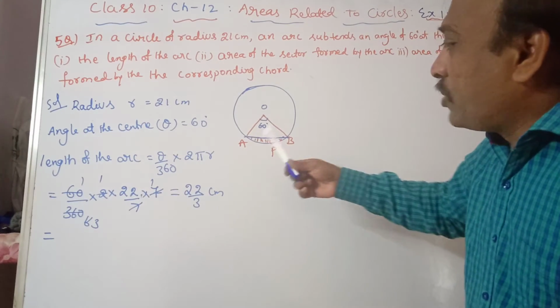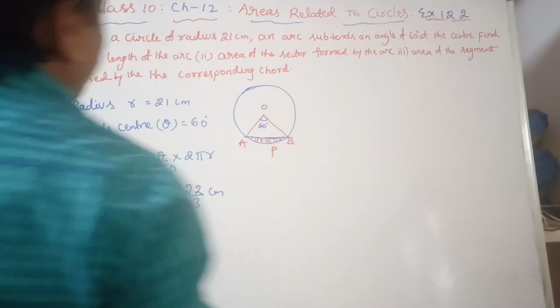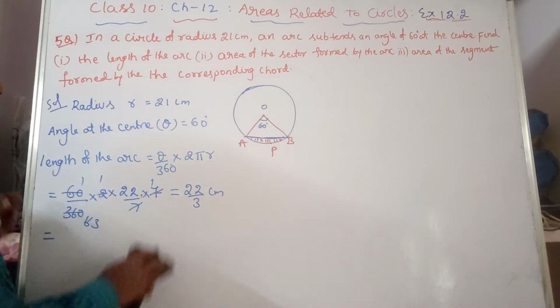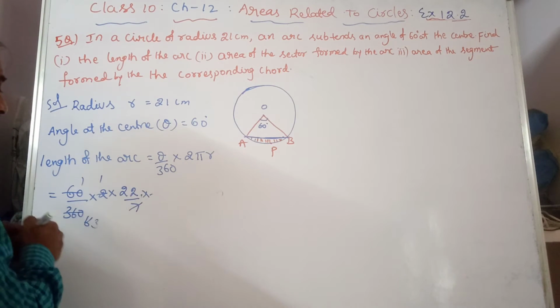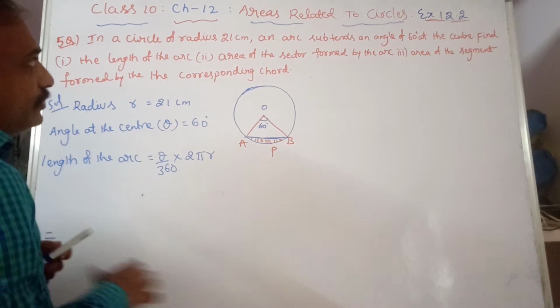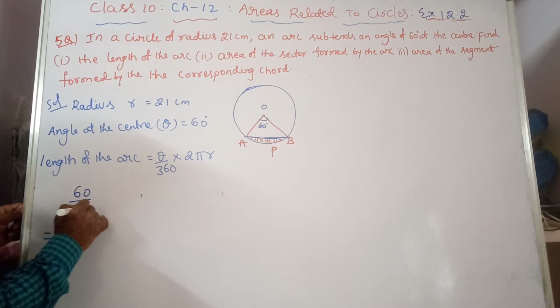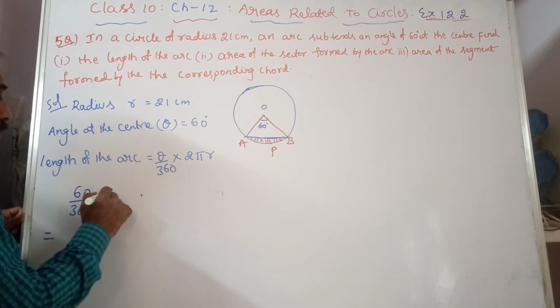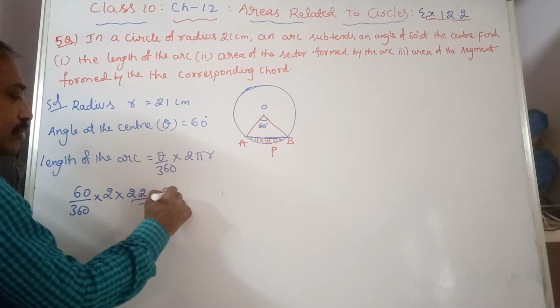So, how much is the radius given? I'm very sorry here. We are using 7 centimeters, so radius is not this. Radius is given as 21 centimeters. Why did we use 7? So, theta by 360, 60 by 360, into 2 into 22 by 7 into radius 21.